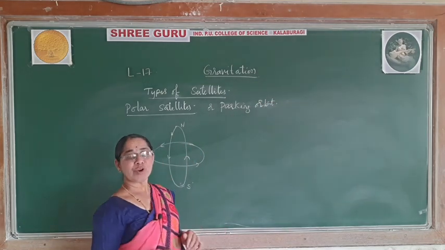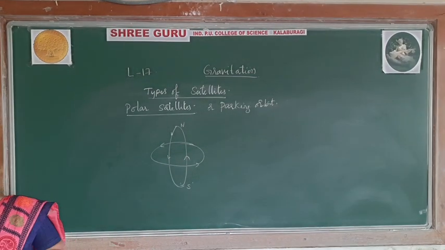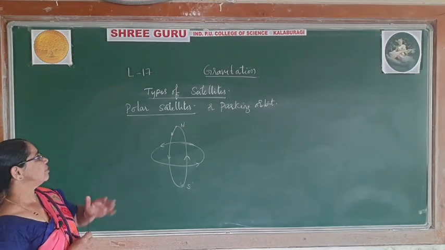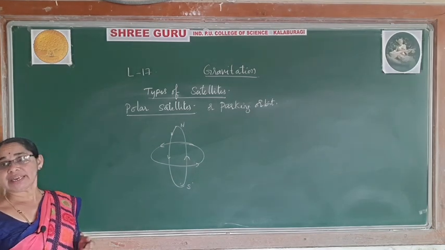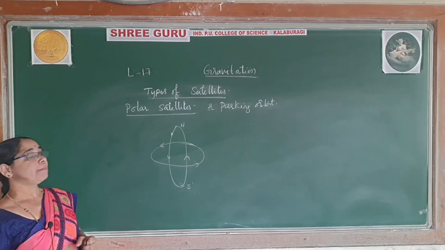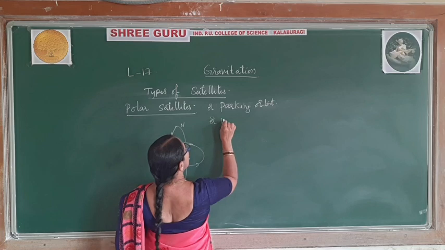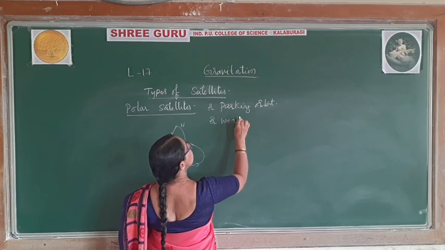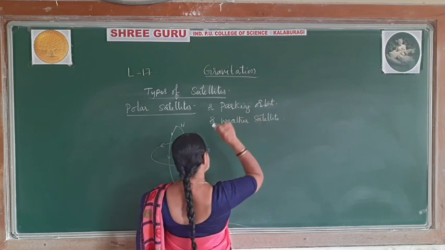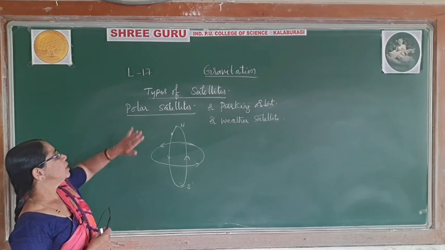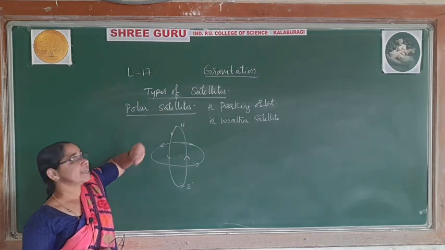One more thing, this polar satellite is particularly used for a very important application. It is a very good satellite which is particularly used for weather conditions, to explain the applications of weather conditions. So, you can also call it weather satellites. Weather satellites explain about the weather conditions. So, particularly you can observe this weather satellite or parking orbit, also called polar satellites.